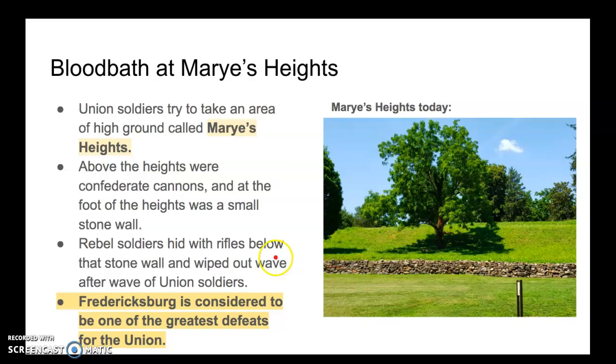Behind that wall, rebel soldiers hid with their rifles. And as the Union approached that wall, or Marye's Heights, this hill, these Confederate soldiers popped up with their rifles and just blasted away wave after wave of Union soldiers.